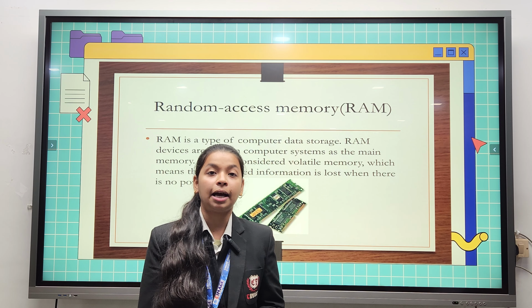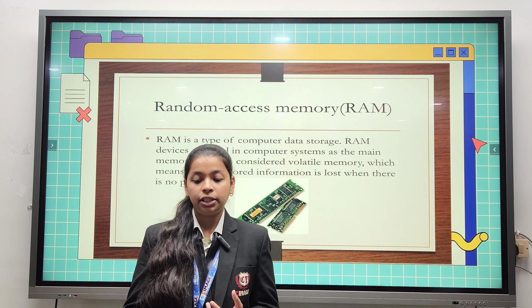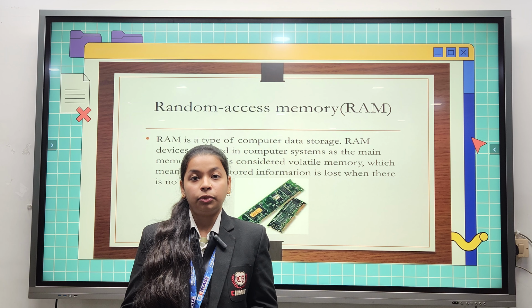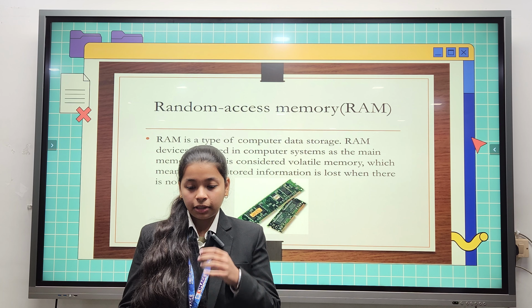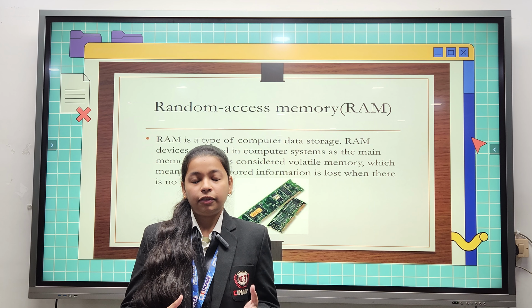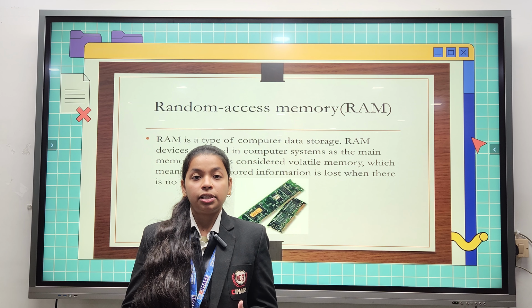Now something about RAM. RAM stands for Random Access Memory. As you all know, RAM is a type of computer storage. RAM devices are used in computer systems as main memory. RAM devices are considered to be volatile memory. Volatile means it loses the data or information when your system is turned off or the power supply is cut off.